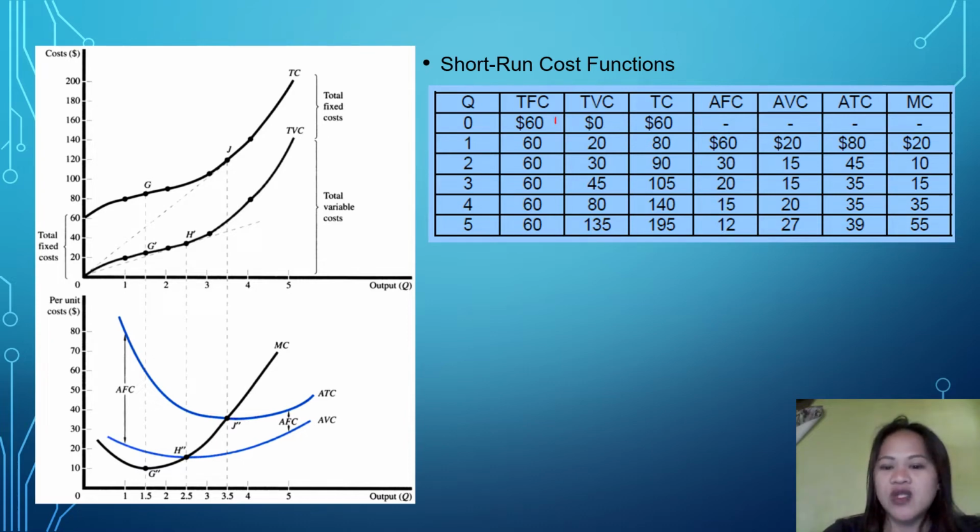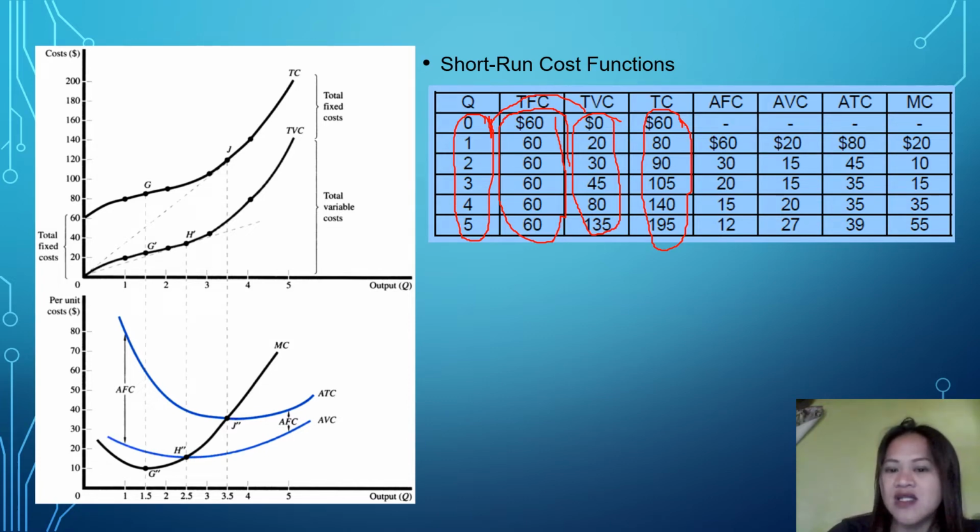The total fixed cost is actually a sunk cost. It will give you the same cost no matter what level of output we are going to produce. It will always be the same. Not like the total variable cost: if the quantity varies, then the total variable cost also varies. That is the reason why the total cost, on the other hand, also varies. It is because of the total variable cost.